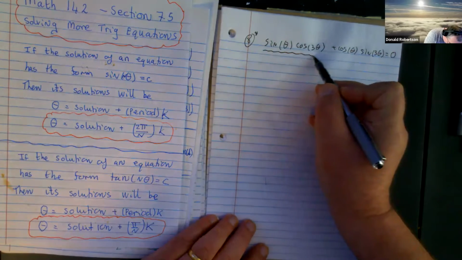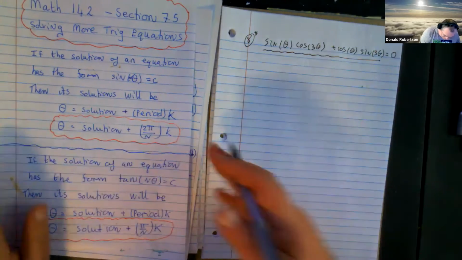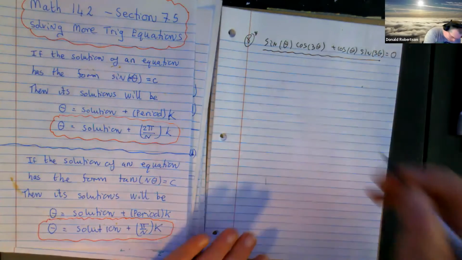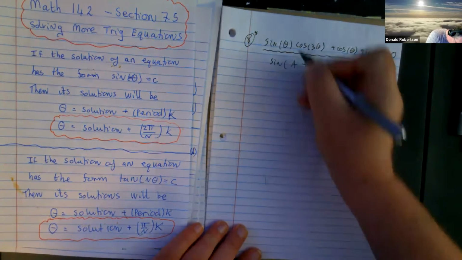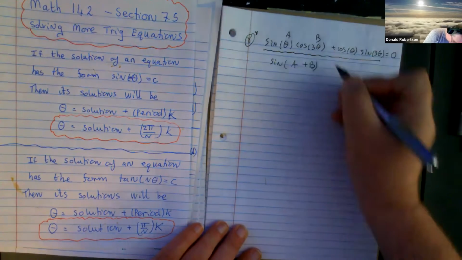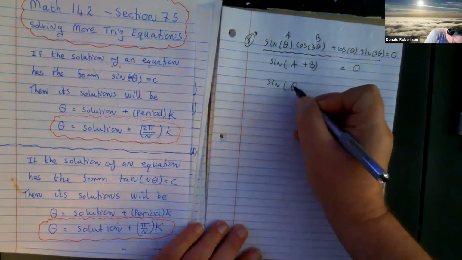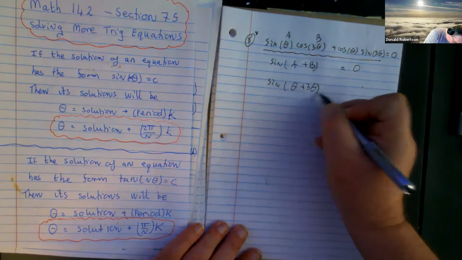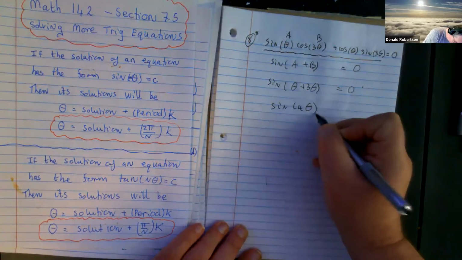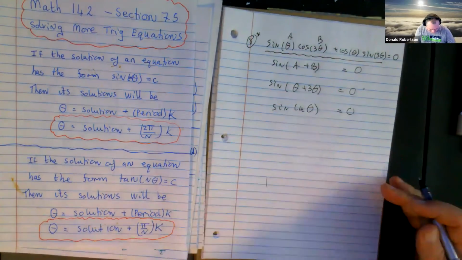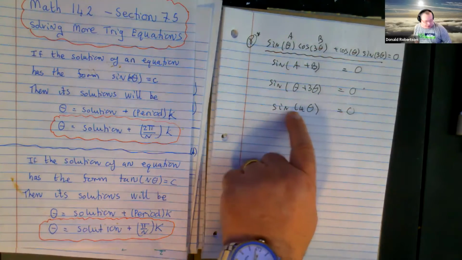Now, if I had the right formula, you would be able to look up a guy that looks like that. Do you know that that guy is the sine of A plus B, where A is that guy and B is that guy? So what you're going to be doing is the sine of theta plus 3 theta is 0. And so the equation turns into that.